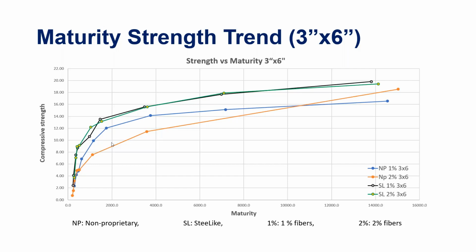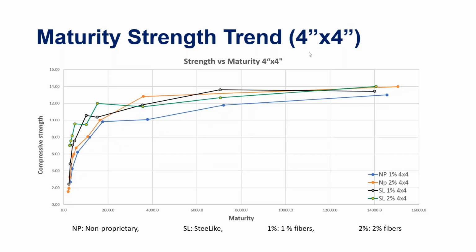Remember that the ASTM requires only 5 breaking points. We had up to 9 breaking points, as you'll see in one of my next slides. Which breaking points would lead to the best trends, I will comment on in a minute. But these are the maturity curves we were able to establish using sensors in the 3x6 cylinders.